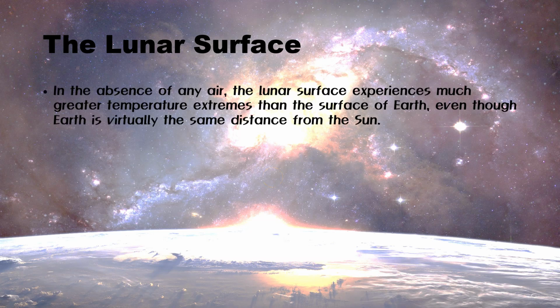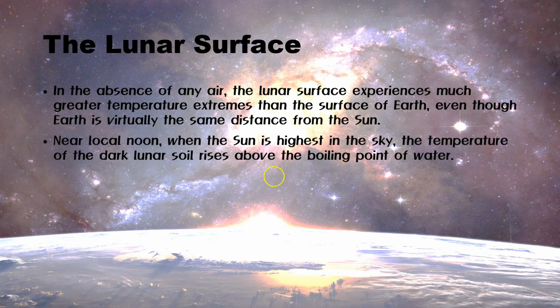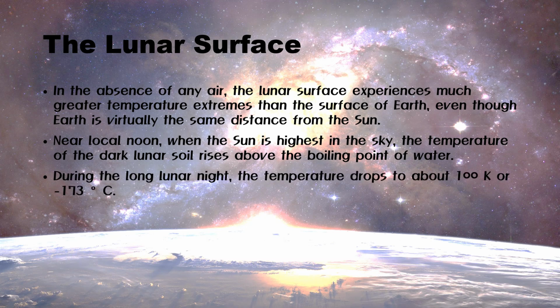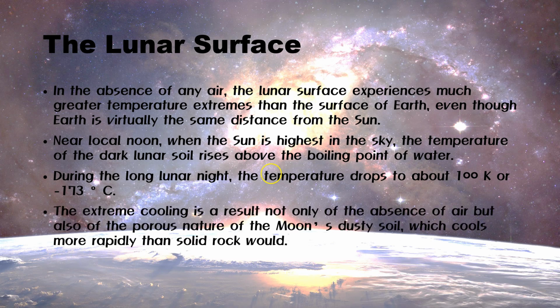In the absence of any air, the lunar surface experiences much greater temperature extremes than the surface of Earth, even though Earth is virtually the same distance from the Sun. Near local noon, when the Sun is high in the sky, the temperature of the dark lunar soil rises above the boiling point of water. And then, during the long lunar night, the temperature drops to about 100 Kelvin, or minus 173 degrees Celsius. The extreme cooling is a result of not only the absence of air, but also the porous nature of the moon's dusty soil, which cools much more rapidly than solid rock would.